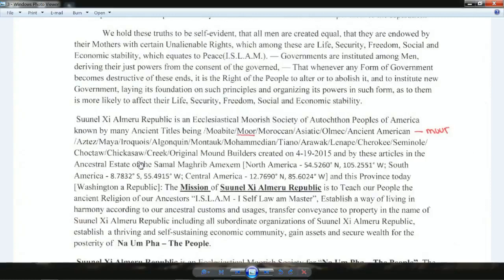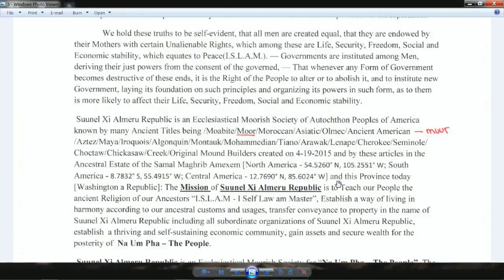And by these articles in the ancestral estate of the Samal Maghrib Amexum, North America, geographical coordinates, South America, geographical coordinates, Central America, geographical coordinates. Because we're bringing our jurisdiction back into the land. You see what I'm saying? So your articles of organization lays out how your trust is organized, where it's organized, the jurisdiction, the laws it's governed by. So you literally have to write your laws into existence.